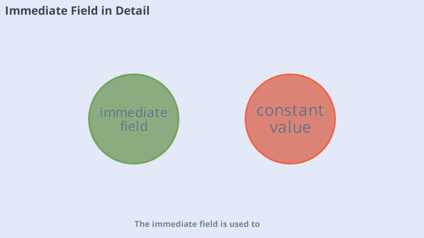The immediate field is used to embed constant values directly within the instruction. This allows for quick operations without additional memory access. Immediate fields are especially useful for initializing variables or performing calculations with known constants. However, the size of the immediate field is limited by the overall instruction length.